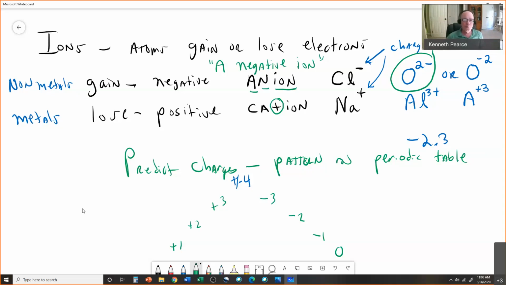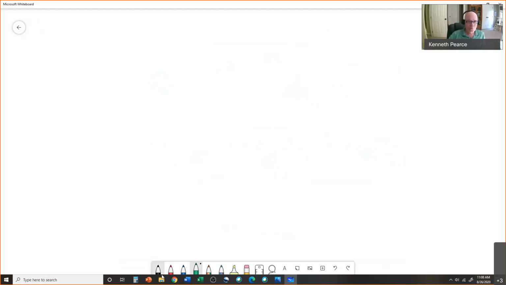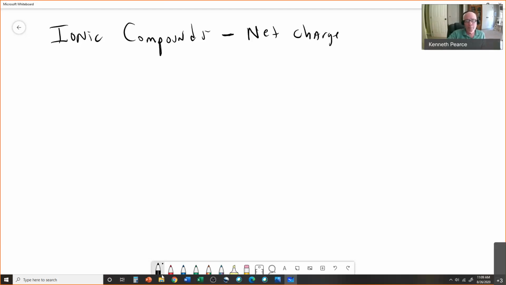Now we have to be able to predict what the charges are so that we can make these things called ionic compounds. Okay, so we have ions, and then we have ionic compounds. All right, and then the number one rule for ionic compounds is that the net charge must be 0. Net charge must be 0. It's got to be 0.